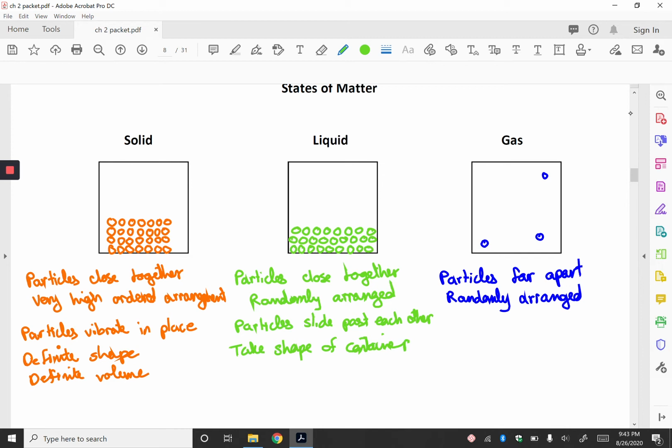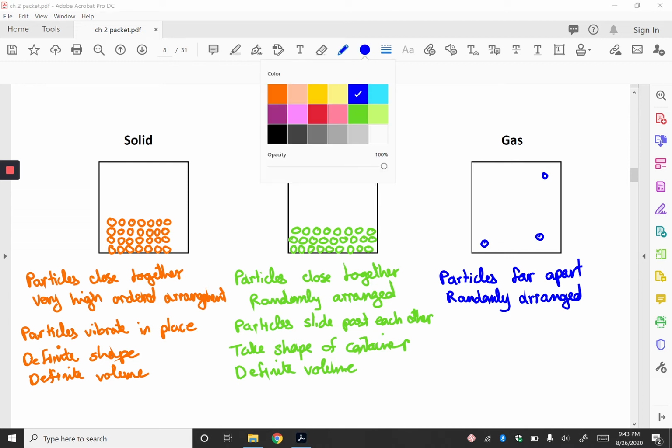Again, as opposed to the solids stuck in their place, and so they have their definite shape. Because they are condensed together already, we can't really change the spacing between them very much, and so they have a definite volume as well. So they do not take the volume of the container.